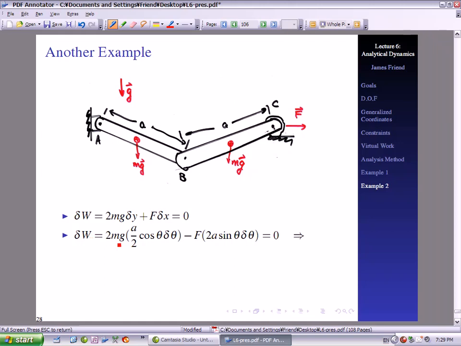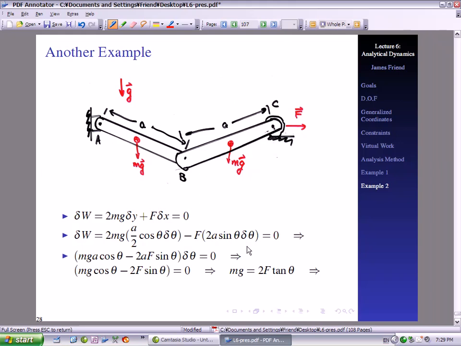We know that y and x are both related to theta. As shown here, delta W is equal to 2mg a over 2 cosine theta delta theta minus F times 2a sine theta delta theta. And so then (mga cosine theta minus 2aF sine theta) delta theta is equal to zero. So in other words, delta theta isn't going to be equal to zero. So the term in the parentheses has to be equal to zero, and that means that mg is equal to 2F tangent theta, and we're able to find how theta is related back to m and F, as shown here. Theta is equal to inverse tangent of mg divided by 2F. That's the angle of our system.